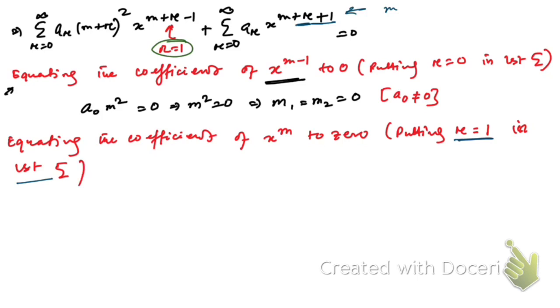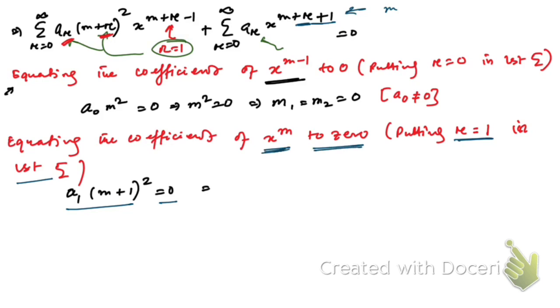Okay, so what we have got here, put r is equal to 1. Putting r is equal to 1 here, and here also 1, and doing so, what we have got, this is equal to 0, right? So the coefficient is being equated to 0. Equating the coefficients of x to the power m to 0, yeah, so we have got this. So from here you will get a1 is equal to 0.